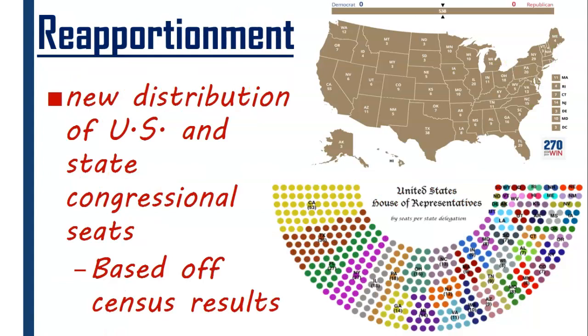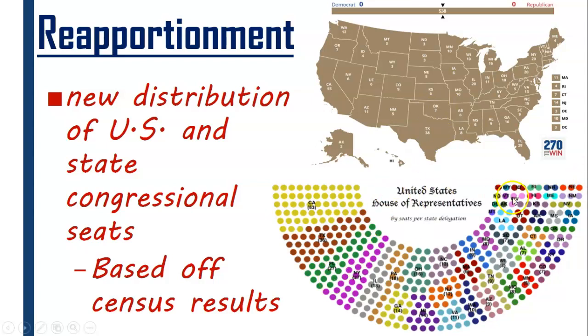Reapportionment. This is an important term to remember. This is the new distribution of U.S. and state congressional seats. So when we just talked about the Electoral College and how many votes each state gets, they determine those numbers based off the census. And so every 10 years, you're going to have a few states shift some numbers around. For example, California 55, Texas 38 right here, as you can see. Those can change every 10 years after they get the data from the census.